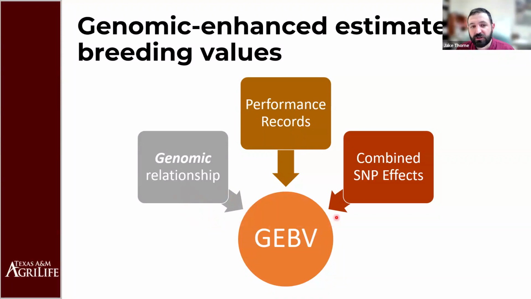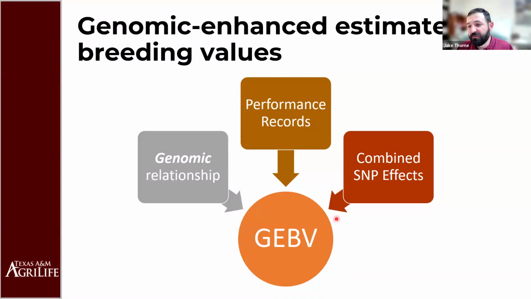And also what goes into a GEBV, or genomic enhanced EBV, are the combined effects of all the SNP that are being tested. And so I mentioned earlier that for production traits, the SNP usually have very small effects, but if we add those up, they can actually be a little bit more influential. So all that goes into a GEBV calculation along with performance records and other trait information.